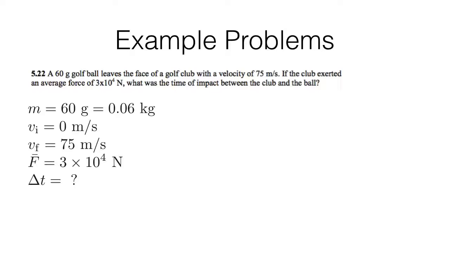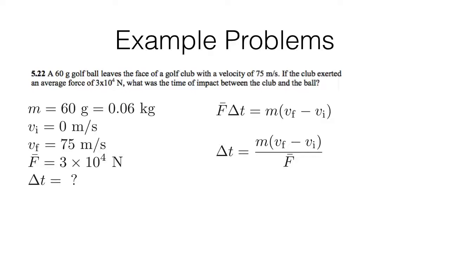The average force is given as 3 times 10 to the 4th newtons, and we're asked to find the time of impact. In other words, the amount of time over which that force was applied. A good equation that makes use of the givens and the unknown is this equation. Force times time equals mass times the change in velocity. Rearranging to isolate the time variable, I divide both sides by the force, and it results in this.